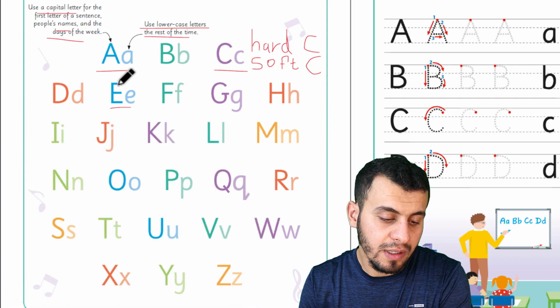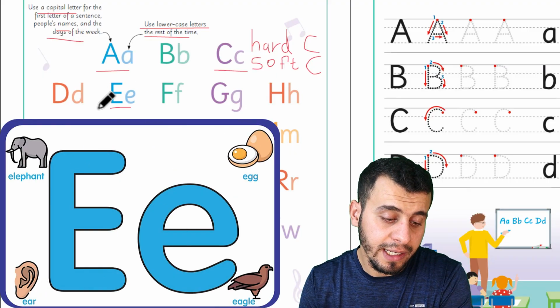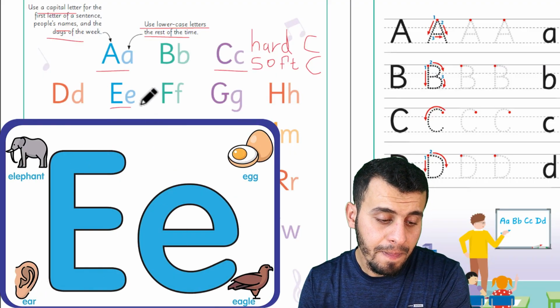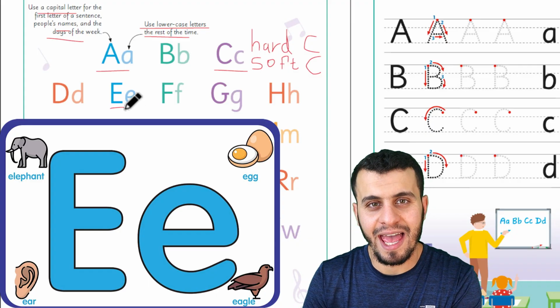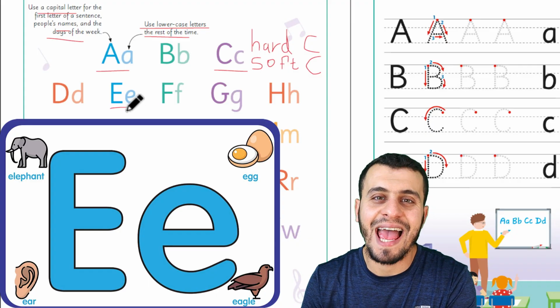See it in the book. It has capital and small. And E says e. E says e.